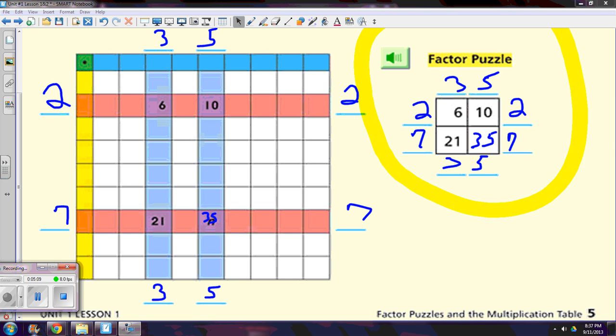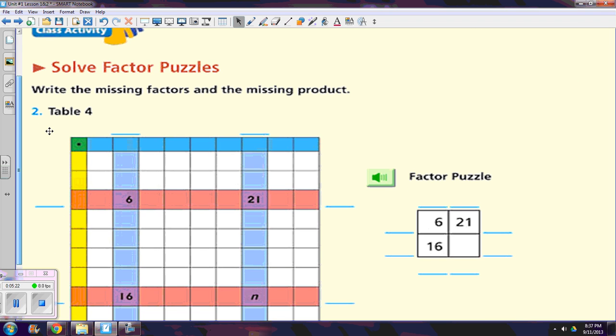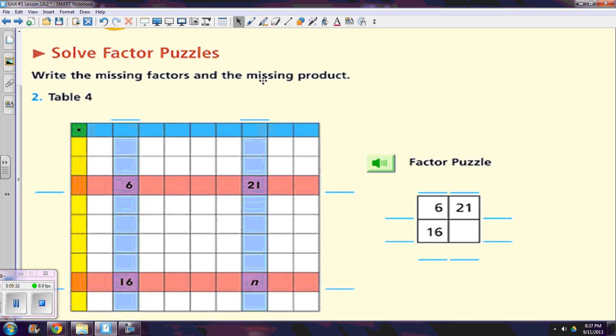All right, so let's move on to another problem. Page 6, same type of problem. Just going to move this out of the way a little bit. Number 2, make your factor puzzle 21, 16 and blank. Over on the left again, you have to find the missing factors and the missing products. 6, 21, 16, and n.